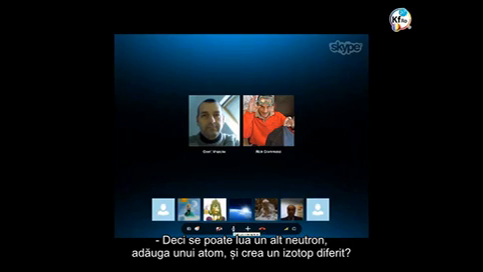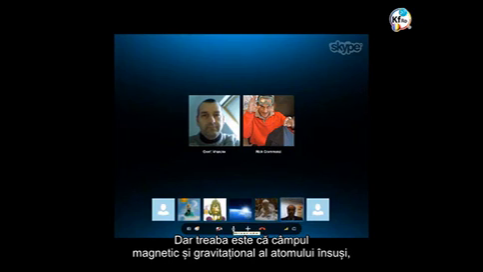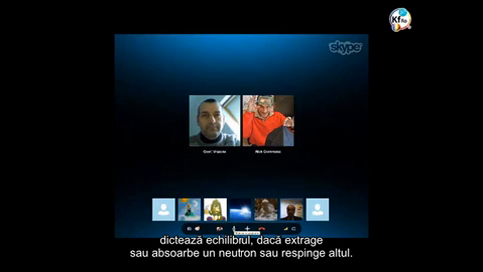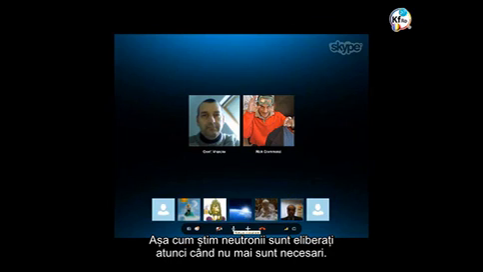So you could take another neutron and add it to an atom and create a different isotope, right? Of course, this is a known fact. But the magnetic gravitational field of the atom itself dictates its balancing, whether it's extracting or absorbing a neutron or rejecting one. The element has to have this balance. Yes, it's both ways. It's not just absorbing. As we know, neutrons are released when they're not needed.